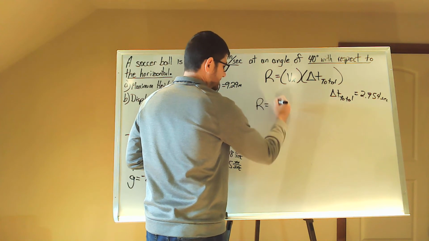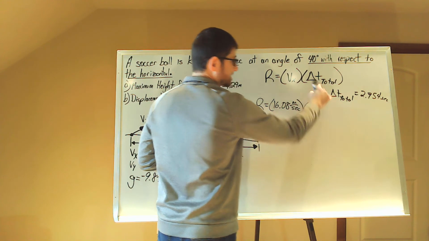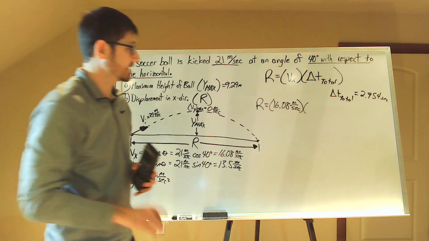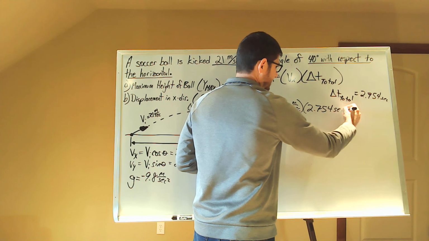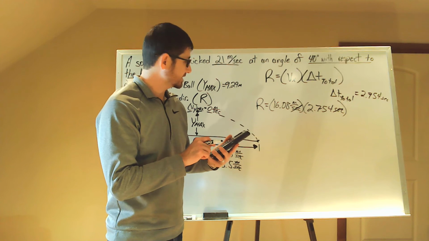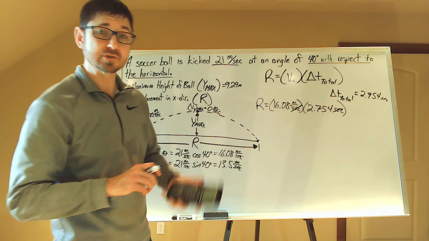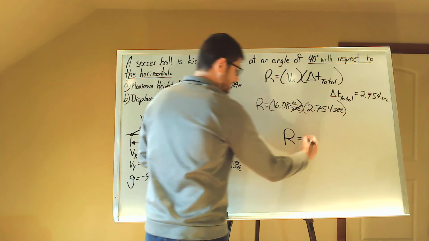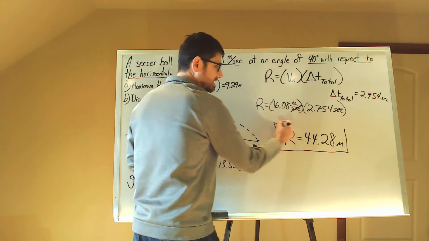So range is equal to 16.08 meters per second times delta t total. And remember, this is 2 times delta t max. So we have 2.754 seconds. And our units of seconds is going to cancel out. So 2.754 times 16.08 gives me 44.28 meters. So for part B, the range is 44.28 meters. And this is the answer to part B.